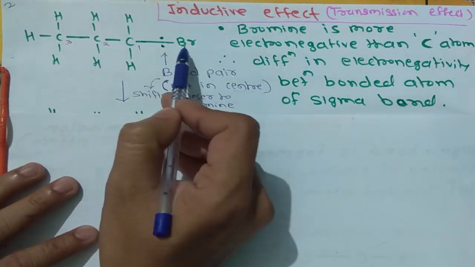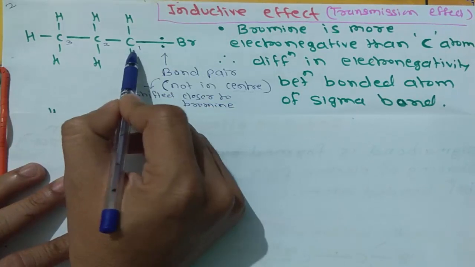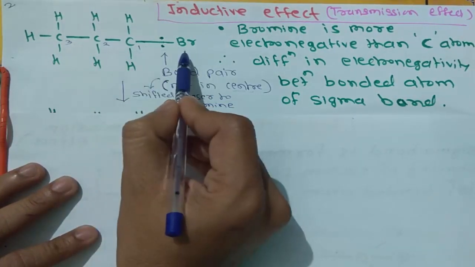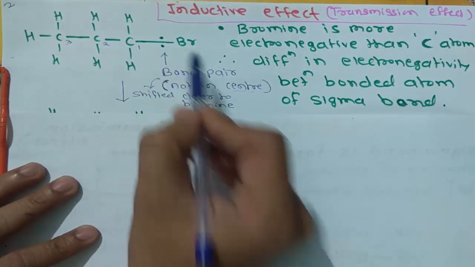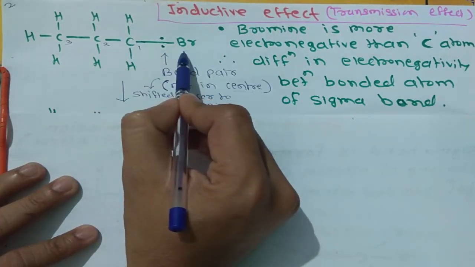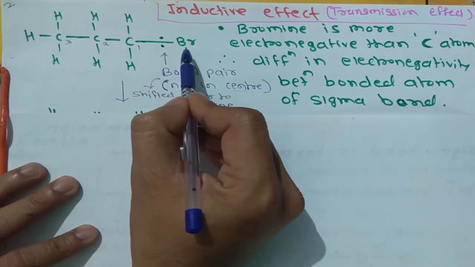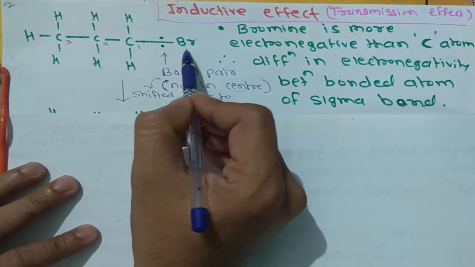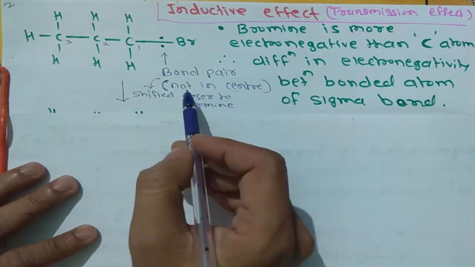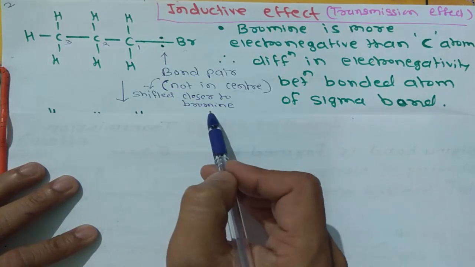Why is it shifted towards the bromine atom? Because bromine is a more electronegative element than the carbon atom. Bromine has more power or tendency to attract a shared pair of electrons towards itself. Here it is a more electronegative element. That's why this bond pair of electrons is not in the center. It is shifted closer towards the bromine atom.